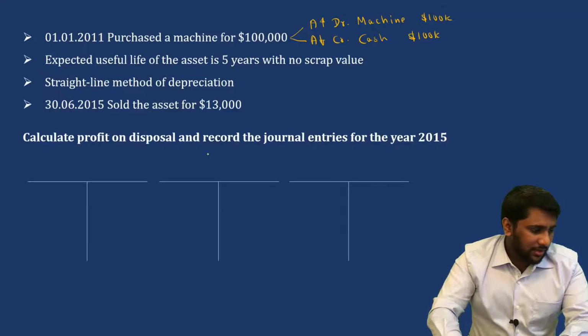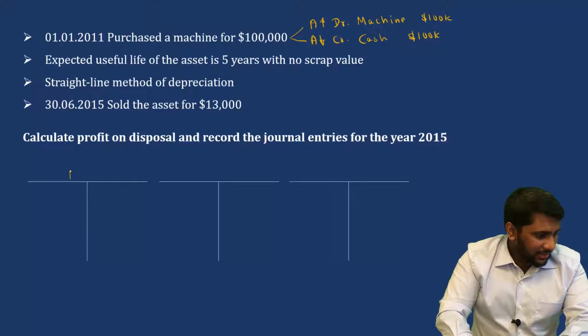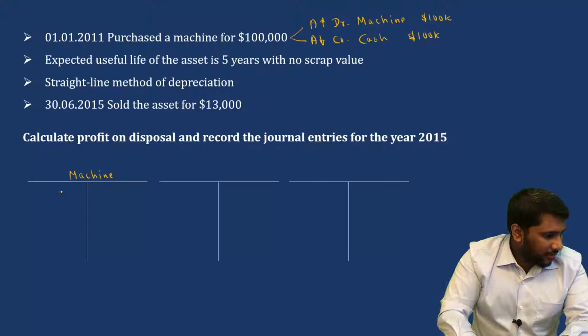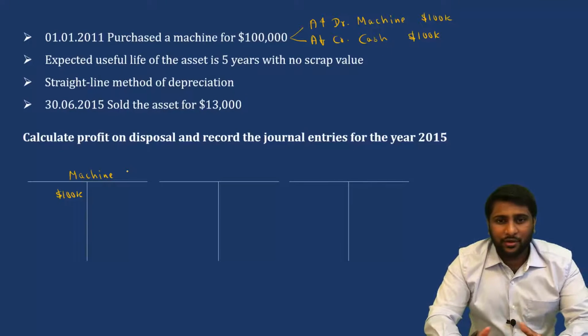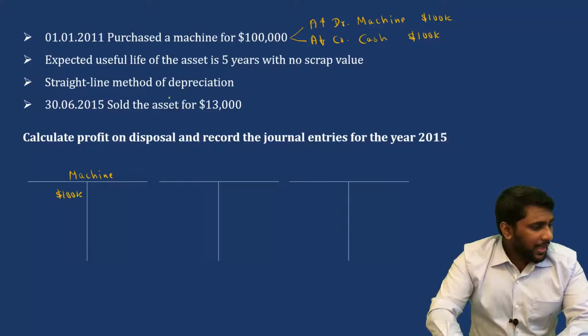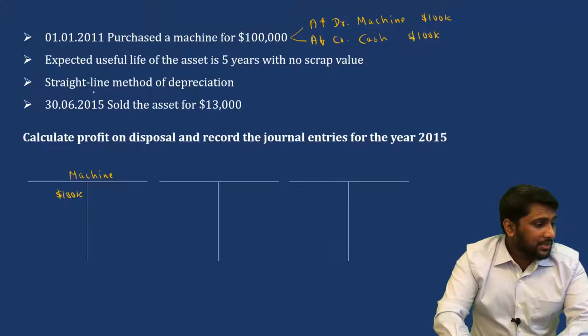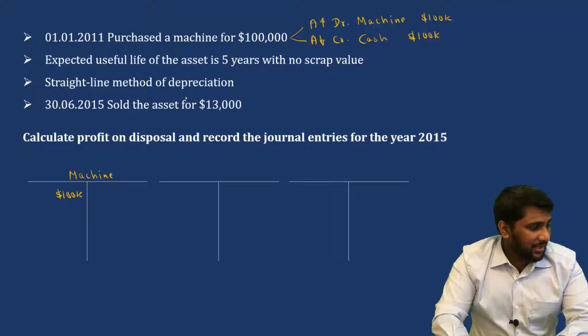100,000 US dollars. So I'll take my machine account here. How much is that? 100,000 US dollars. For the cash account, as of now, I am not going to prepare an account. The expected useful life of the asset is 5 years with no scrap value. The straight line method of depreciation is used, and on 30th June 2015 the asset was sold for $13,000. Calculate the profit on disposal and record the journal entries for the year 2015.